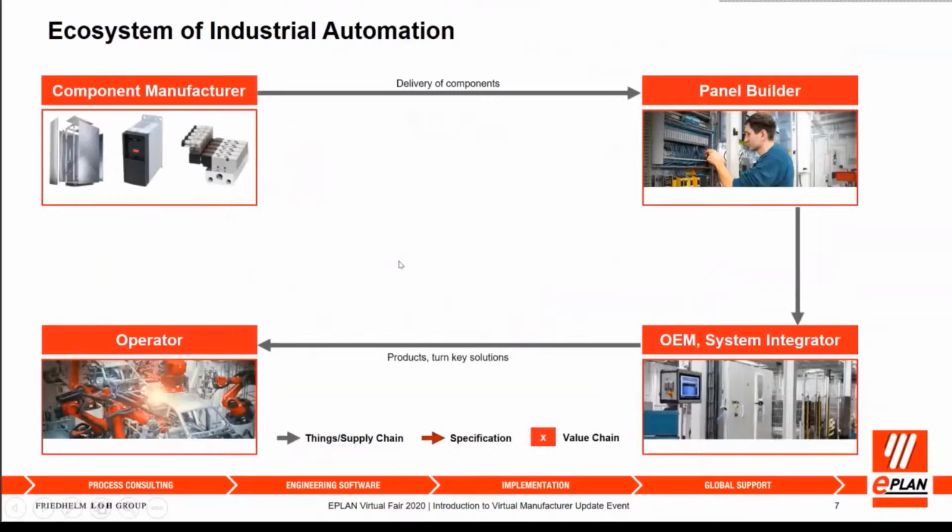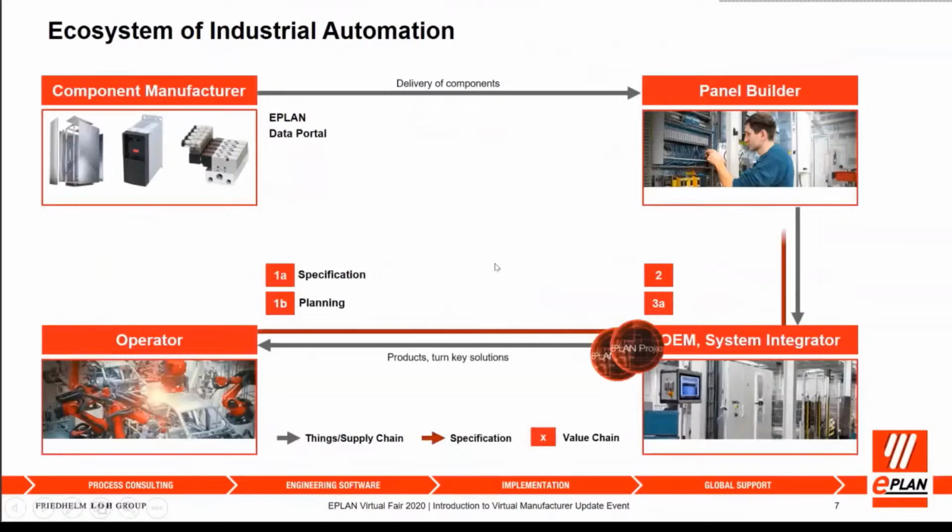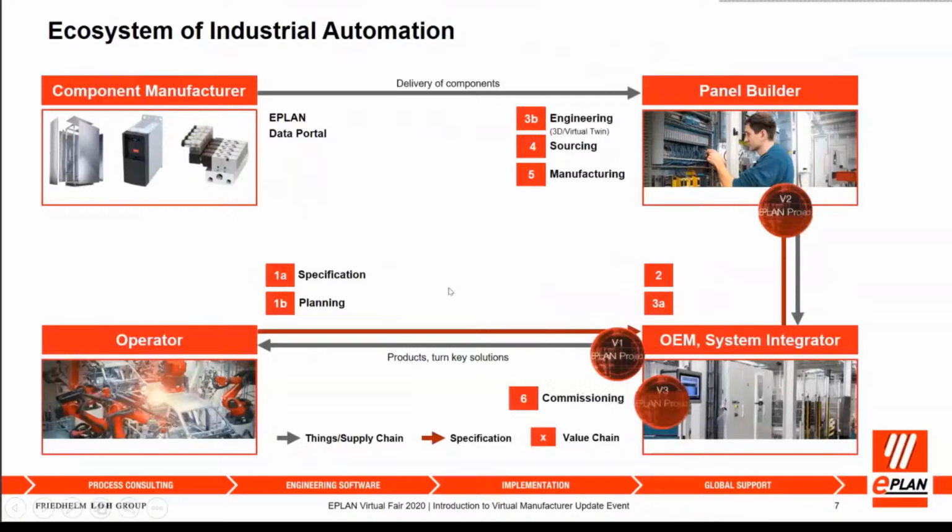Already the last slide is the whole process. You can see in very easy words or drawings how it works. On the lower left side, you see the operator. The operator would be, for example, a car manufacturer, just anyone, a German one, a foreign one, it doesn't matter. Let's assume the car manufacturer has a huge business and he says, okay, we need a new production line. So he starts with the specification and the planning.